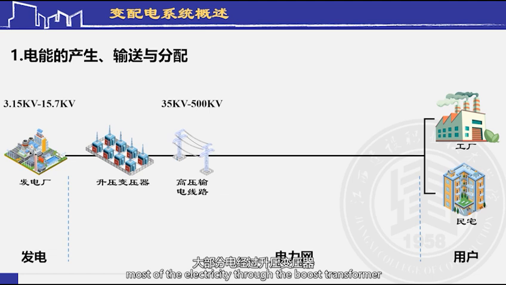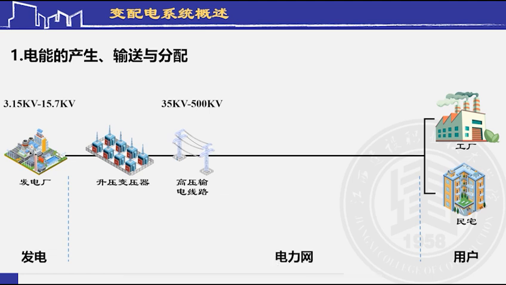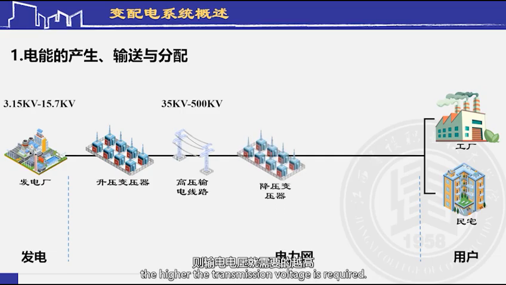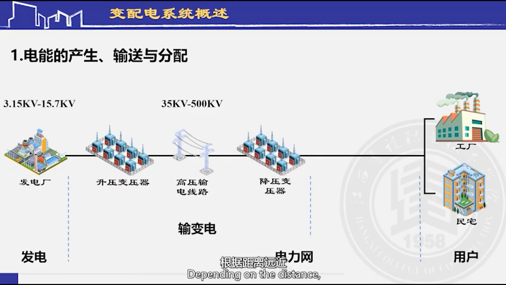Therefore, in the transmission of electricity, in addition to the supply of users near the power plant, most of the electricity goes through the boost transformer to increase the voltage and then is transmitted out. Generally, the farther the output distance, the greater the transmission power, the higher the transmission voltage is required. Depending on the distance, it is generally 35 kilovolts to 500 kilovolts. Of course, there is also higher UHV transmission.